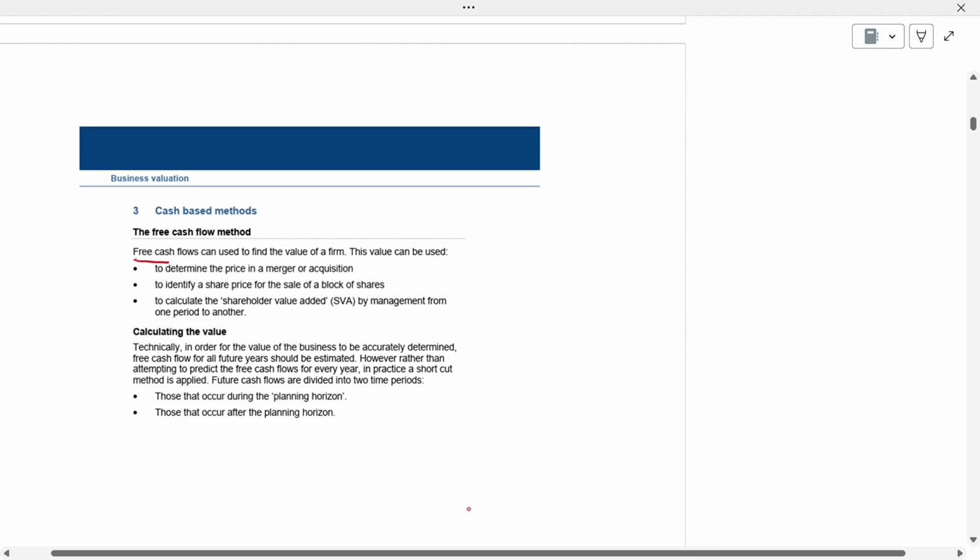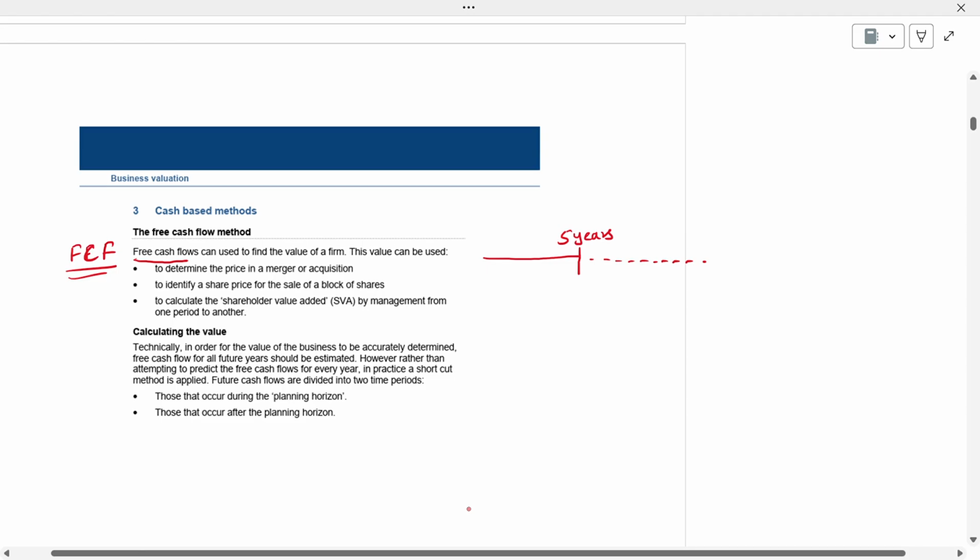Free cash flow, okay, free cash flow. You will come across this word again and again. Means, when you are doing this, maximum we will estimate for how many years? 5 years. Then after 5 years we cannot estimate.